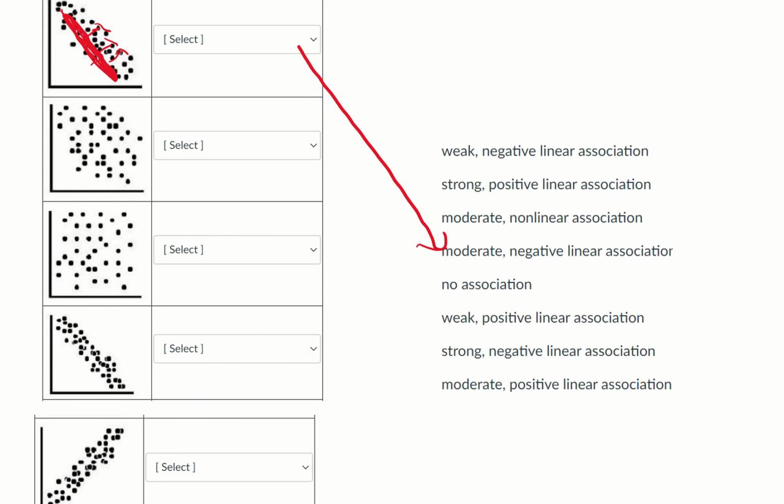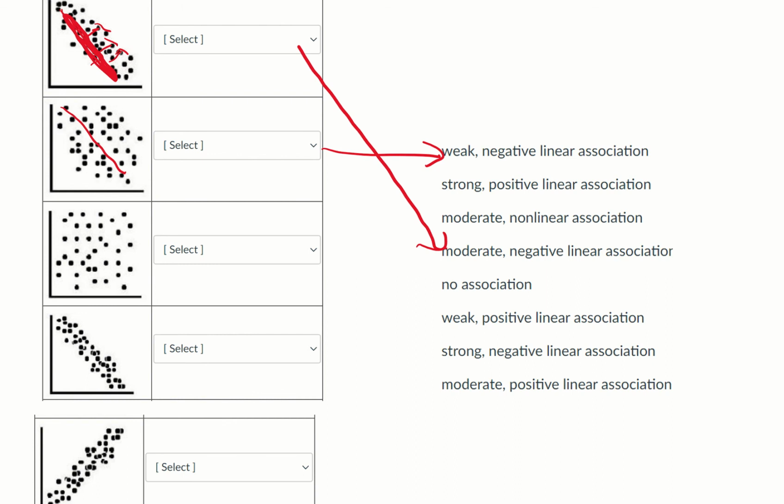Okay, so now the next one looks like it does trend downward. However, it looks very weak. The points are so far apart from each other and from this line that we can only kind of see it more or less. So this is a weak negative linear association.